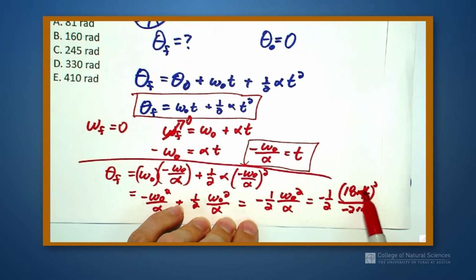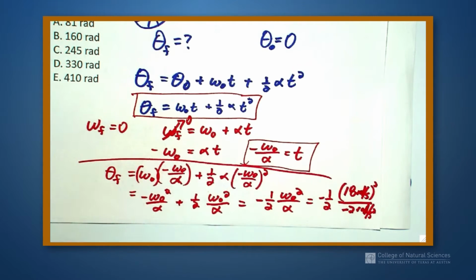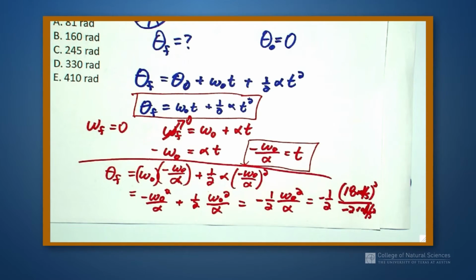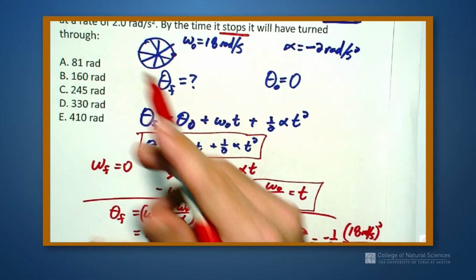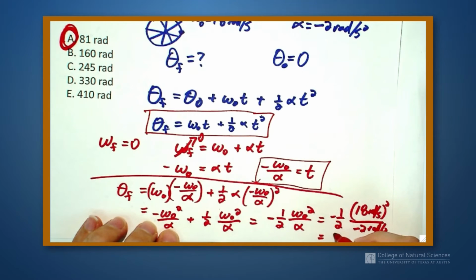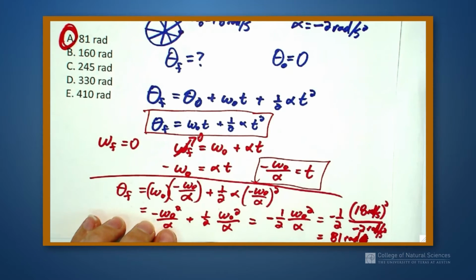So one of my radians will cancel with one of my radians, and my second squared will cancel my second squared. I get the right unit at the end. When I work this out, I'm going to quickly estimate: this is about 20, so about 400 over 4, so I'd say a little bit less than 100. So the only number that I have that's less than 100 is 81. So this is equal to 81 radians.